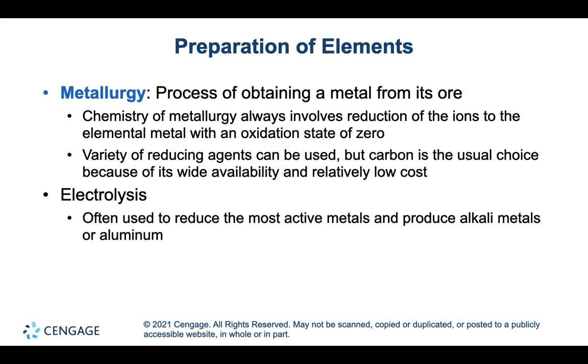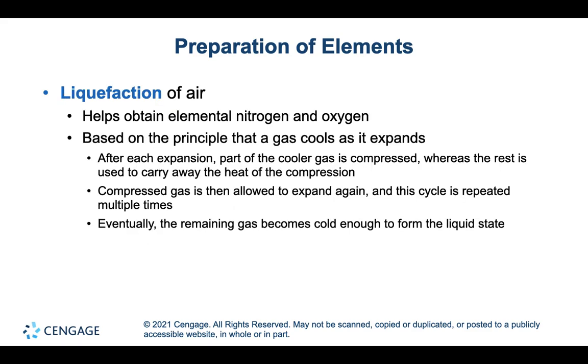So there's a variety of reducing agents. You can heat it with carbon, which is common for iron. Reducing iron is done by heating it with carbon. That's a pretty cheap way of metallurgy. A more expensive way, because of its energy use, is electrolysis, which is actually what you have to do if you want to produce the pure alkali metals, or if you want to produce aluminum. They're more difficult to reduce.